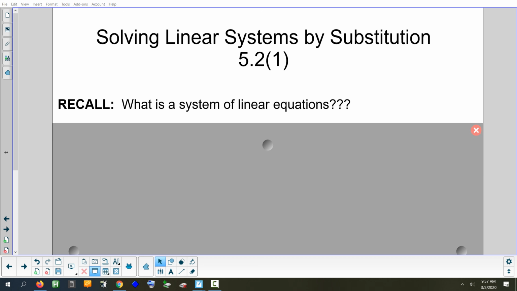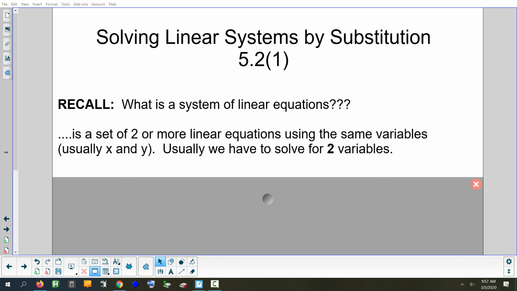Just a reminder, you don't have to write this part down, but a system is when you're solving two equations, okay, or more. Could be two or more. When you take algebra 2, you'll probably do up to 3 equations, and you might solve for x, y, and z. Okay? But we're just doing 2 equations, so usually it's just x and y.